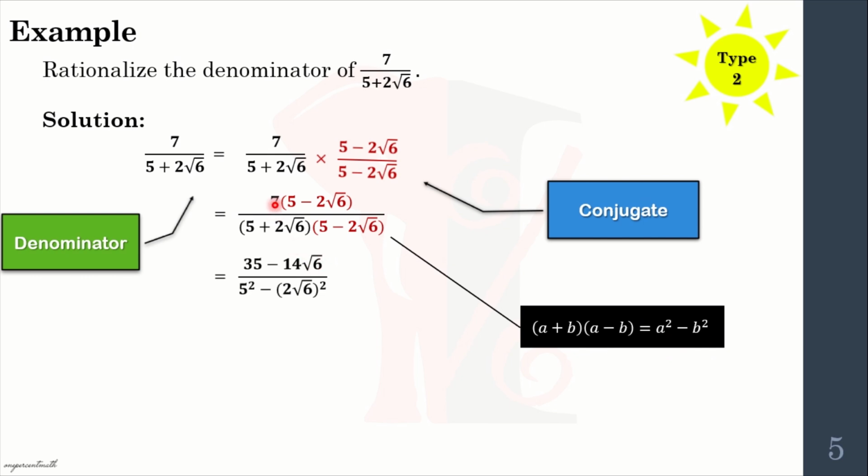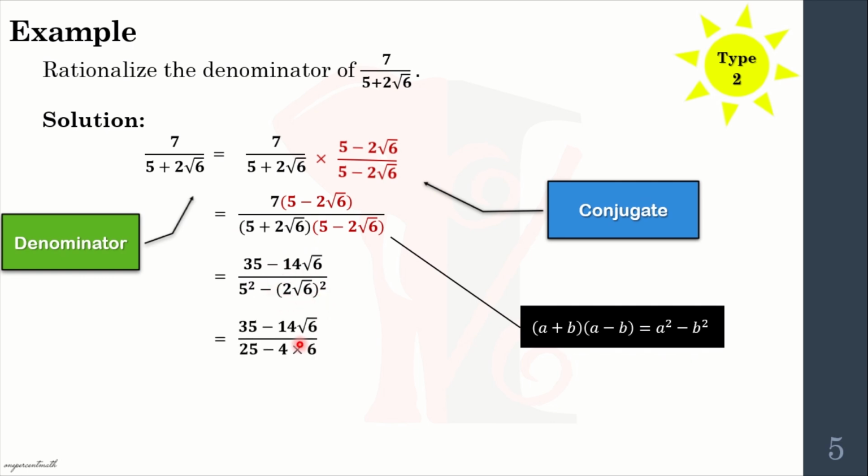Next, multiply 7 inside. 7 into 5 will give you 35, and 7 into 2 root 6 we do as follows. Here 7 is a rational number and 2 is a rational number, so we multiply 7 and 2 and I got 14. I cannot multiply 7 and root 6, because root 6 is an irrational number. So 7 into 2 I got 14, giving 35 minus 14 root 6. In the denominator, (a plus b) into (a minus b) is a square minus b square. Here a is 5, which becomes 5 square, and b is 2 root 6, which becomes (2 root 6) whole square.